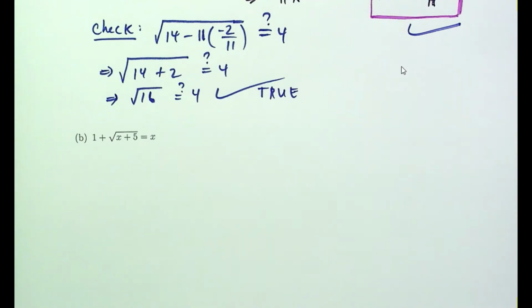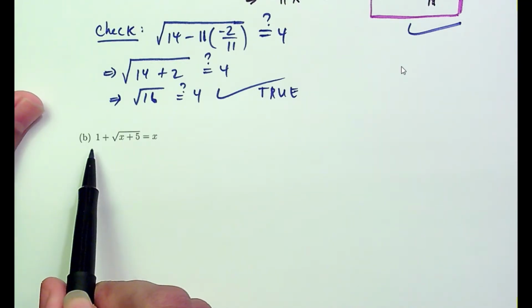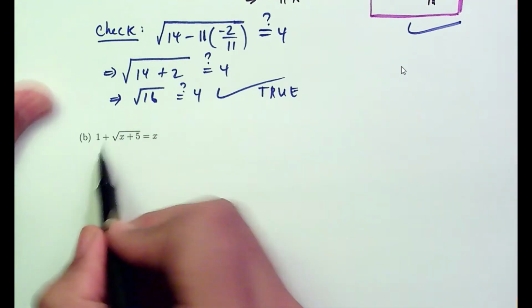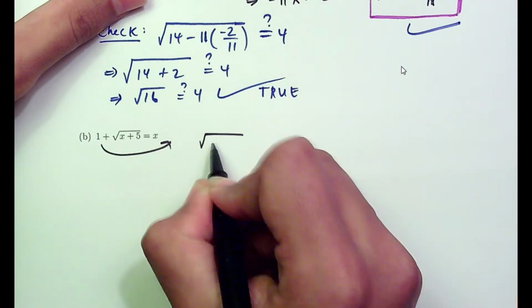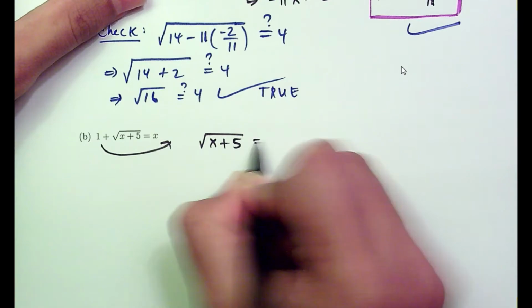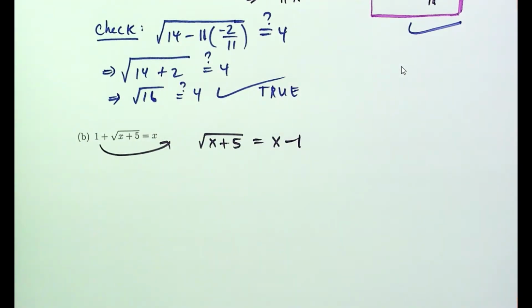Okay, first step, we want the square root all by itself. I don't want anything around it, so this 1 right here needs to go. So moving the 1, this is going to become square root of x plus 5 equals x minus 1. Okay, now the square root is all by itself on one side. That's good. That's step 1.